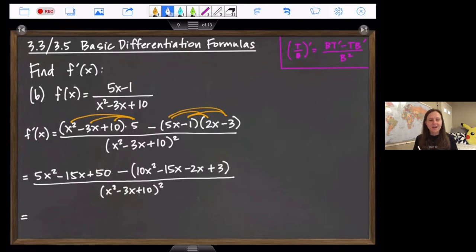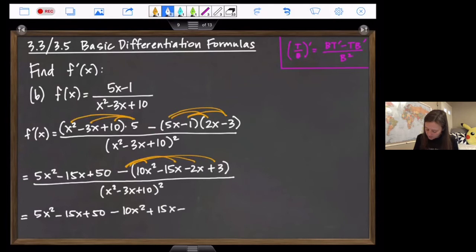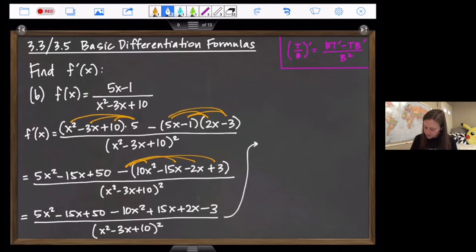Now I'm going to distribute that negative through all of those terms here. Okay, I've also got some like terms I need to combine, but I'm going to save that for the end. So I've got 5x squared minus 15x plus 50, and change the sign on everybody in that set of parentheses. So we're going to have minus 10x squared plus 15x plus 2x minus 3 all over this set of parentheses squared. All right, so my final answer is definitely going to have that set of parentheses squared down there. So I'm going to copy that now. And then we'll see what kind of like terms I have up top.